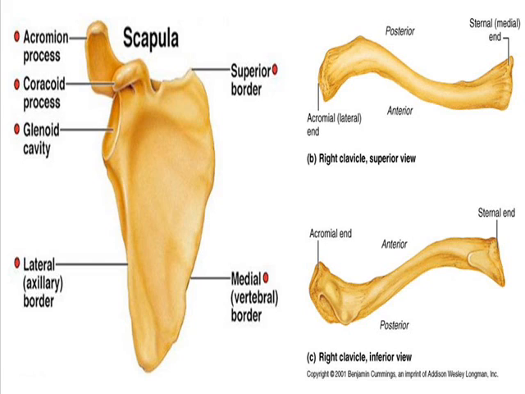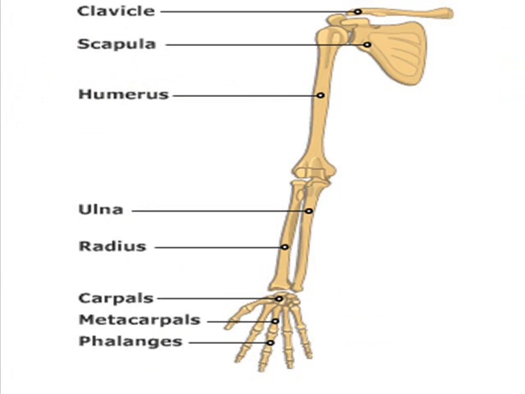The pectoral girdle, shown here, contains the clavicle, also known as your collarbone, and the scapula, also known as your shoulder blade. The second subregion we mentioned is the upper limbs, which contains the humerus, radius, ulna, and the hand.